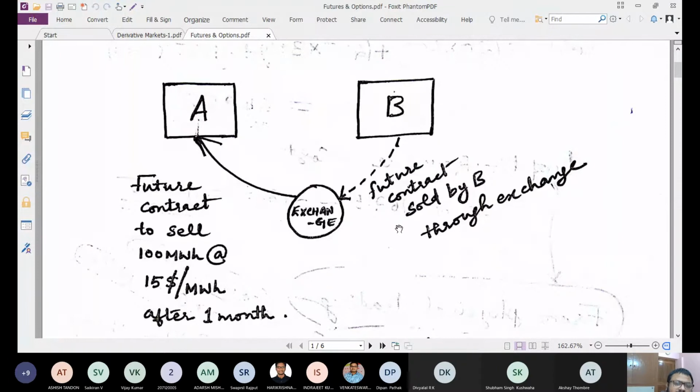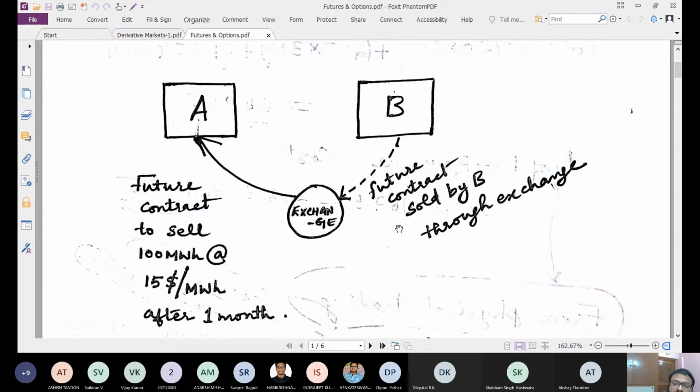But for an option contract, there is a difference. For an option contract, whoever is the holder of the option contract has the right to exercise it or not. So he can either exercise it or not exercise it. So it is his choice in the option contract. But there is a problem, or there is a difference, in option contracts.